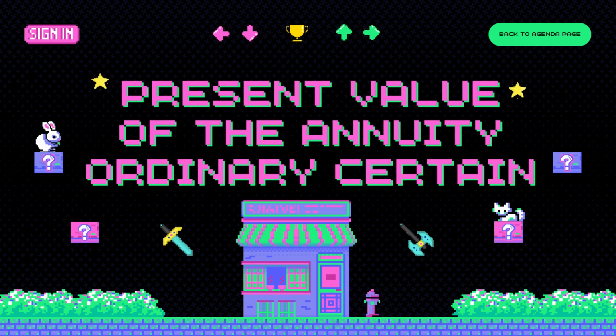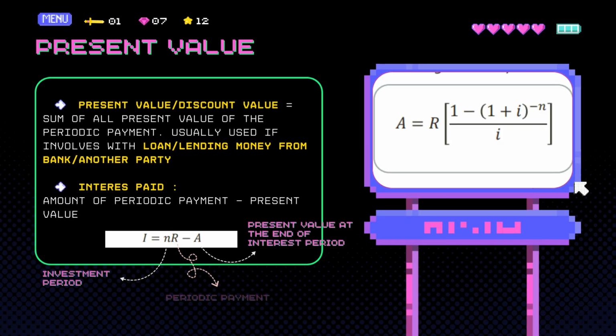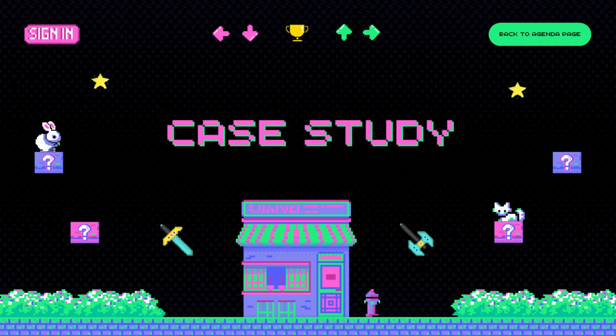Present value of the ordinary annuity certain. Present value, or discounted value, is the sum of all present values of the periodic payments, usually used if it involves a loan, lending money from a bank or another party. There's an interest paid formula, which is the amount of periodic payment minus the present value.